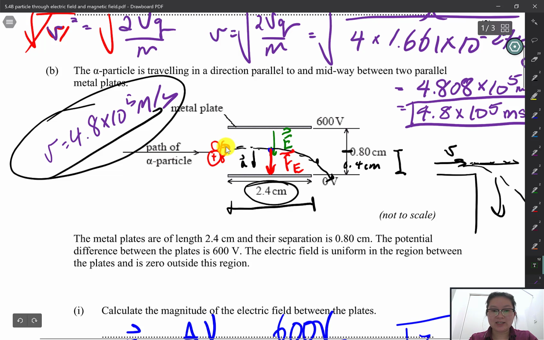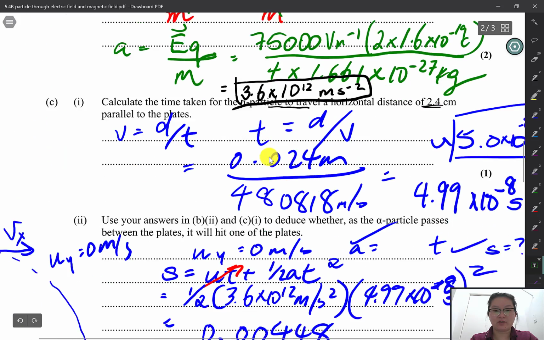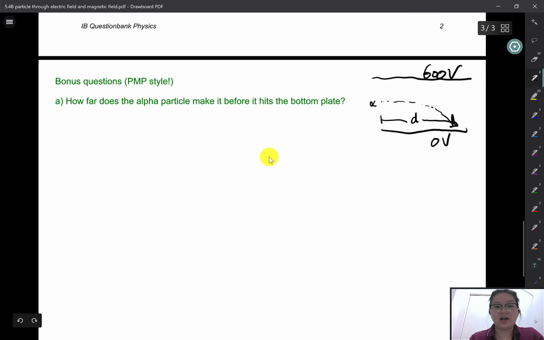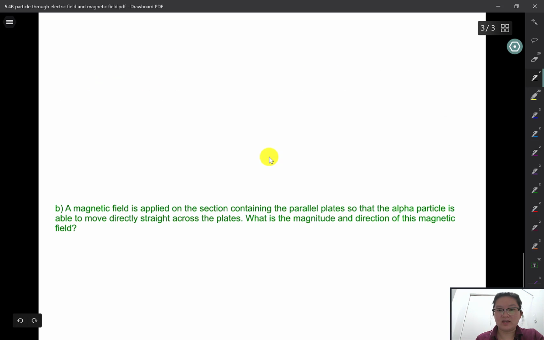The question is, if it's shot through the middle of the plate, how far along this plate will it land before it hits the bottom plate? It's probably going to be less than 2.4 centimeters because we know it can't make it across to the other end of the plate. Here, let me draw a diagram just to help you out. Okay, so that's the first question: how far does the alpha particle make it before it hits the bottom plate?